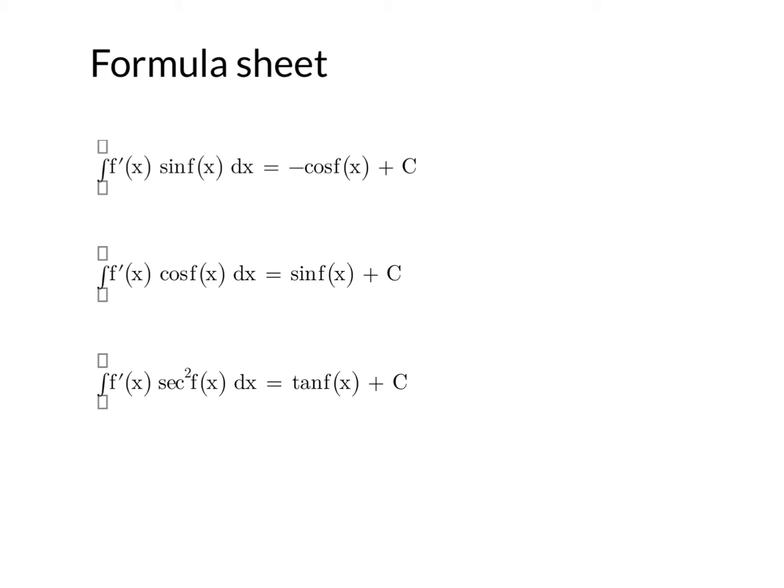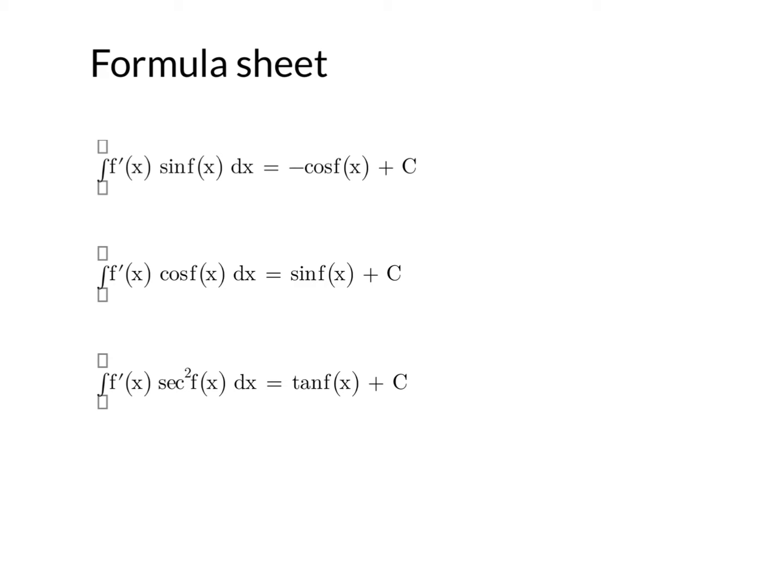The second one, if you've got the integral of f dash of x times cos of f of x, you get sine of the function, or sine of f of x plus c. And the final one, the integral of f dash of x times sec squared f of x dx, gives you tan of f of x.